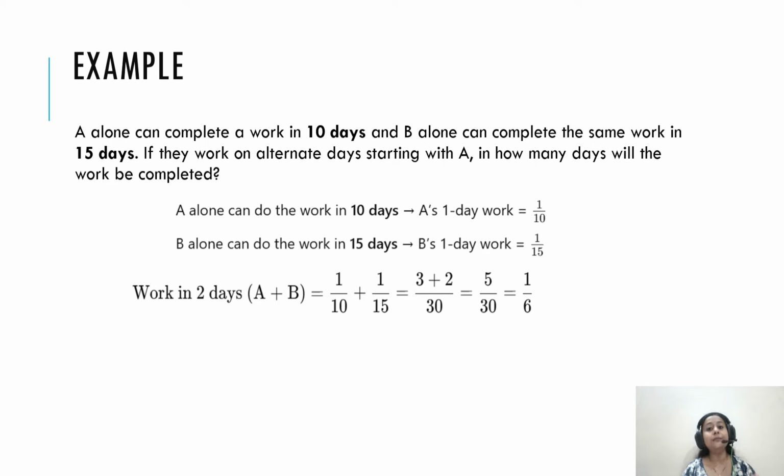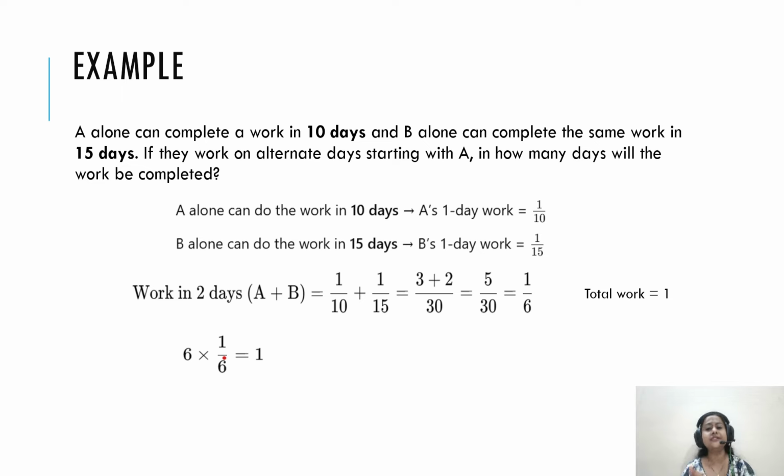To reach 1 means the work is completed. 1 means that both A and B have finished the work. So our target is to reach 1, and this is the fraction of work which is completed in 2 days. If I multiply 6 with it, it can be seen very easily, since total work is equal to 1, if I multiply 6 into 1 by 6, that is how much work is completed in 2 days, we will reach 1. So 6 2 day cycles are required.